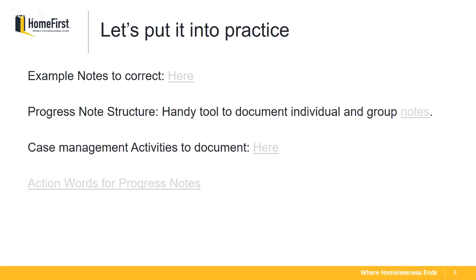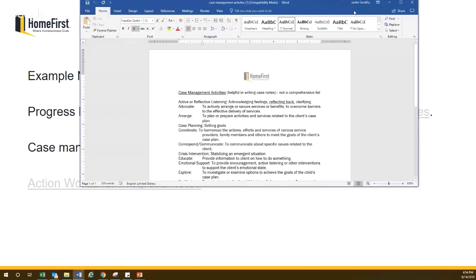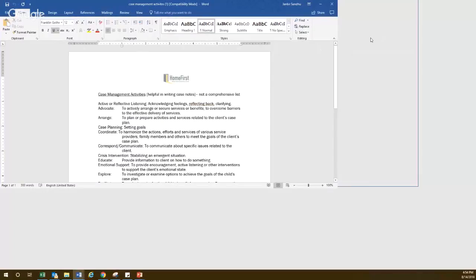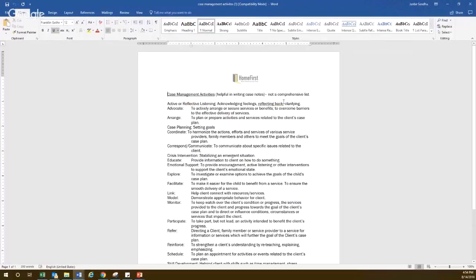Also something for you to have are the case management activities, and I'm going to bring those out here now for you to take a look at, and these should also be in your handy dandy guide. It's not a comprehensive list, but some interventions, right? Some activities. How is it that you intervened?